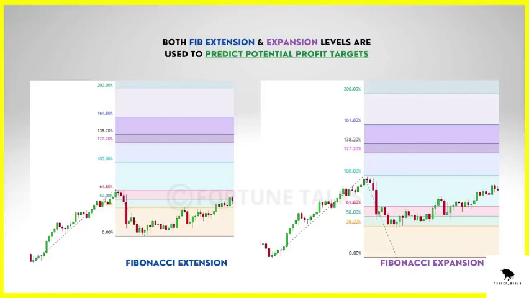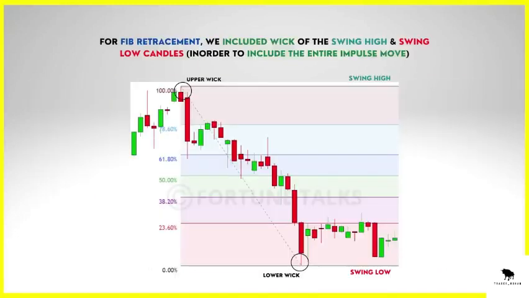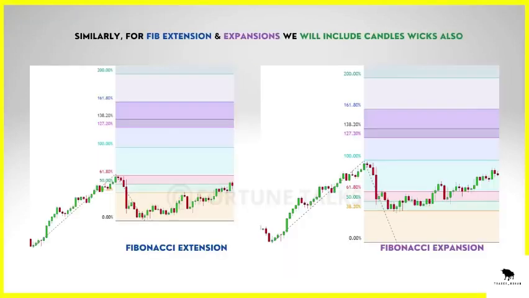I know you have questions. I know you want to know how both of them are different. How can we apply these tools on the charts? Should we include wicks, or is it just the body that we should consider? So let me keep things as simple as possible. Since we use the Fibonacci retracement tool to time pullbacks, and since we want to measure the whole trending move, we start from the origin of an impulse move, and that includes the wicks of the candles also. It's similar for the Fibonacci extension and expansion tools as well. We require the entire price swing, so we will consider the lowest and highest wicks of the candles also.